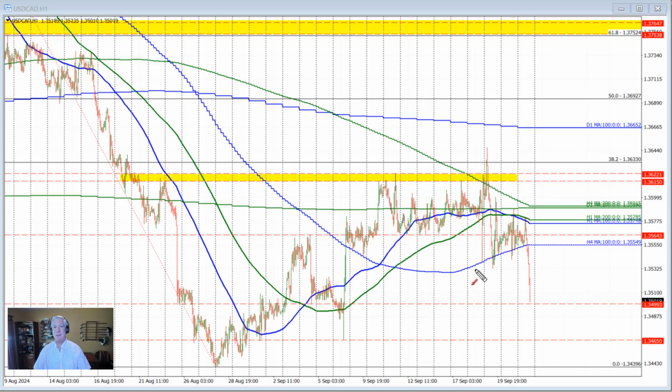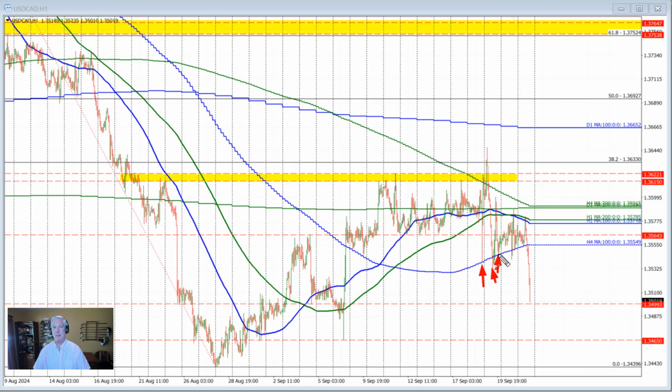One is this 100-bar moving average on the four-hour chart. We did hold support against it. This is last Wednesday, that's the FOMC day. And then on Thursday, we fell below it. It should have sent the price sharply to the downside. It didn't. And then the market moved more sharply to the upside.